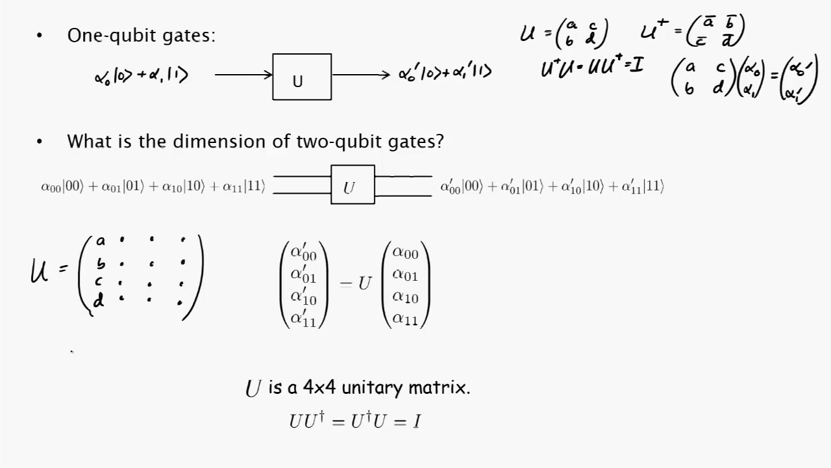And of course, you can read off what U times |00> is. Well, if the input was |00>, then the output is this superposition. It picks out the first column of this matrix. So it's A|00> plus B|01> plus C|10> plus D|11>. And similarly, if the input were |01>, that picks out the second column of the matrix, and so on. And the fact that this is a unitary transformation means that these columns are orthogonal.